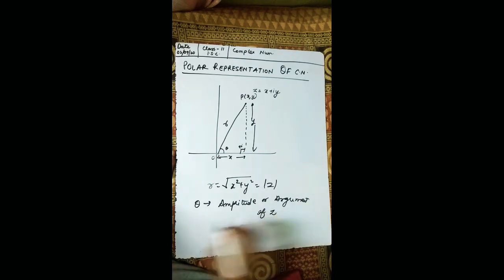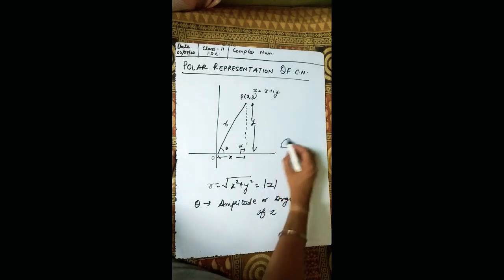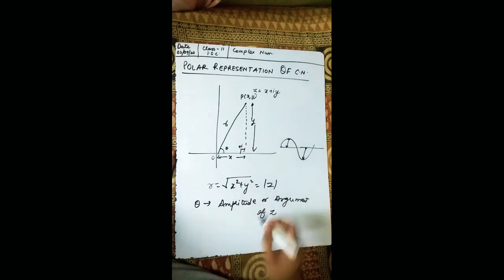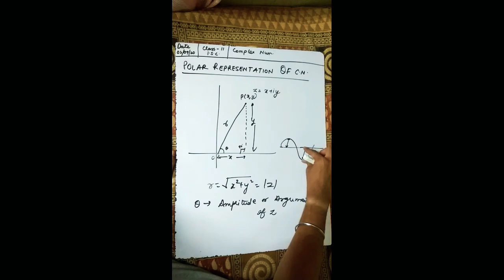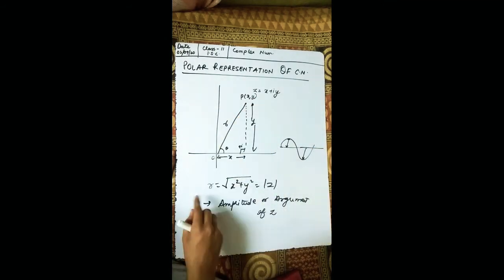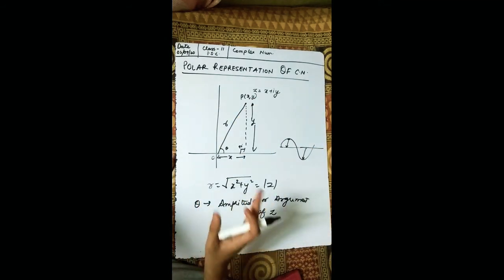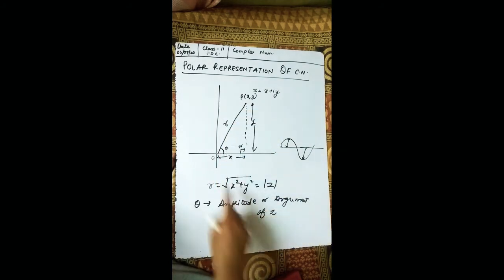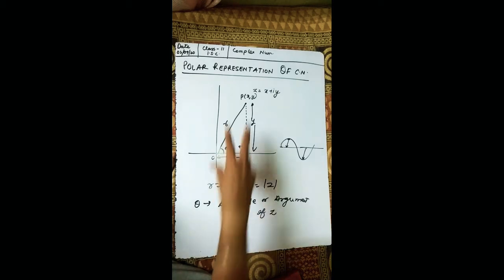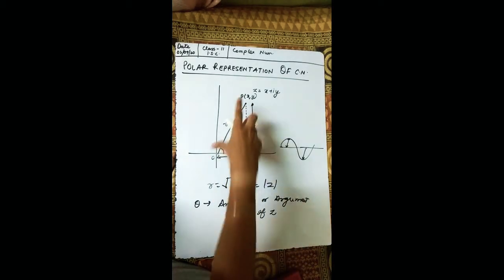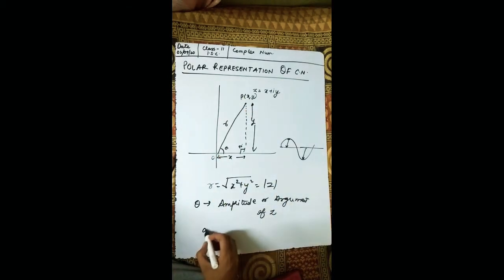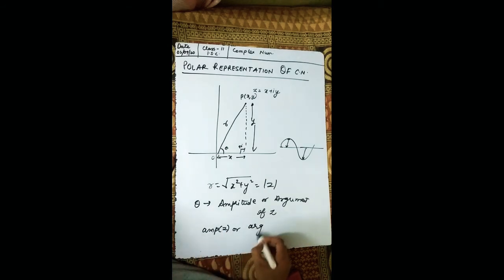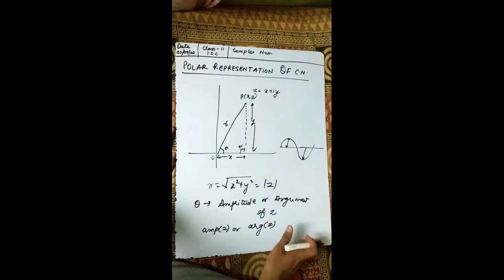of z. What do you mean by the amplitude? In the wave, this is called the amplitude, the maximum displacement. So in the complex plane or in the Argand plane, this line r subtends some angle, and we say that this is called the amplitude of this particular z, or the argument of this z. Okay, it is written as amplitude of z or argument of z. They both are the same.